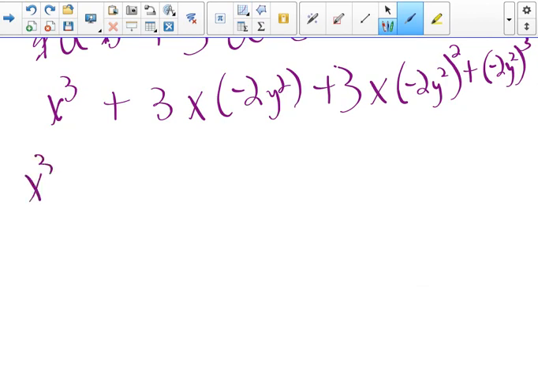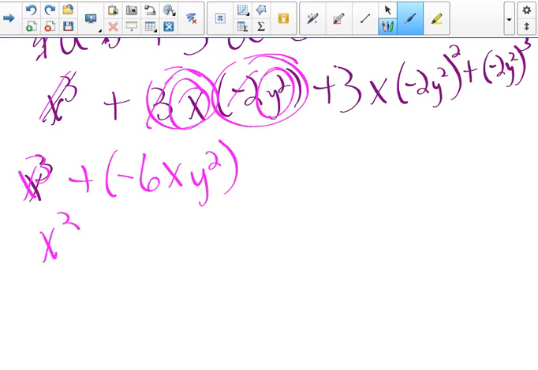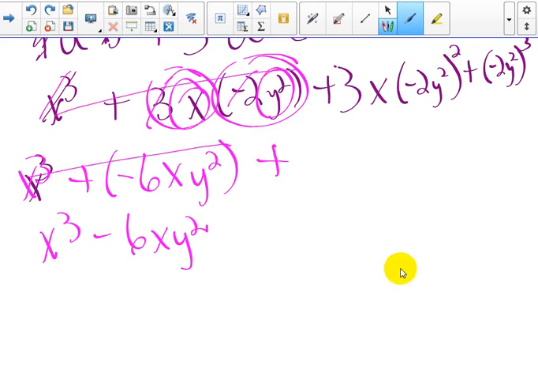So it's going to be x cubed, plus, and now we've got this times this. So it's going to be 3 times -2, that's going to be a -6, and x is by itself, and y squared is by itself. And I like to put x before y because it's in alphabetical order. So that simplifies to x cubed minus 6xy squared, right? So now we're done with those. Now let's keep going, plus, now we've got this to contend with before we do anything else.